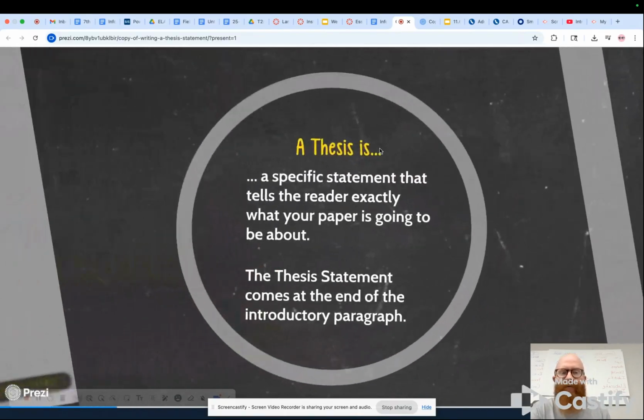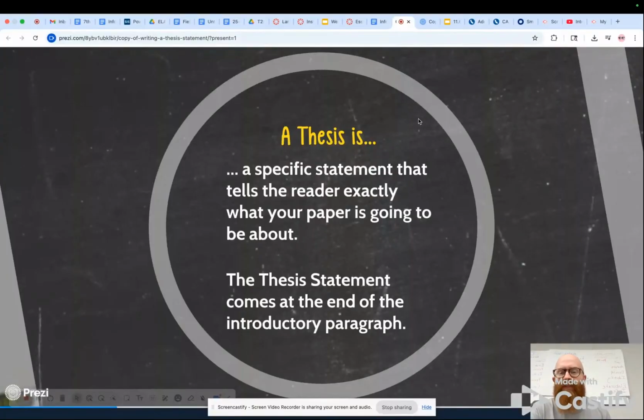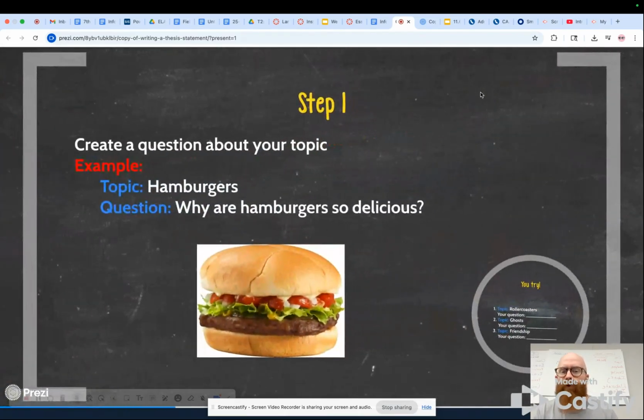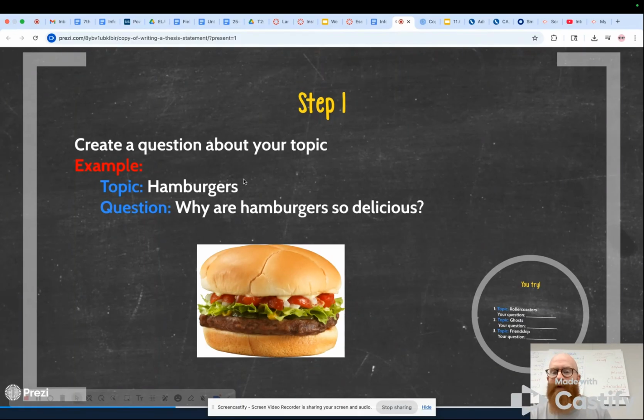Let's move on. A thesis, again, is a specific statement that tells the reader exactly what your paper is going to be about. The thesis statement comes at the end of your introductory paragraph. The first thing we want to do is come up with our topic. Whether it's civil rights, a moment of history, or a specific person, we have our topic. So here's an example. We have hamburgers.